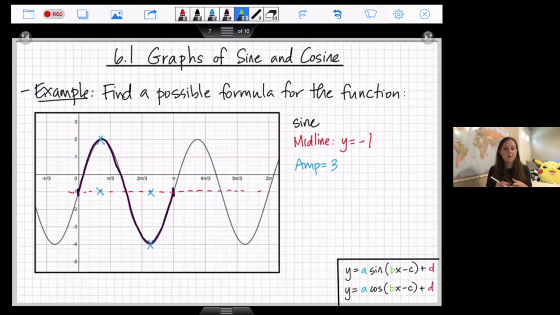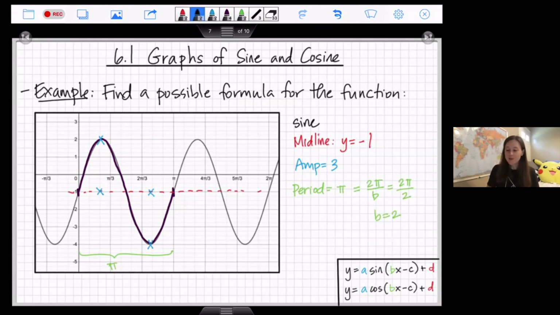For our period, how long does this take to complete that purple cycle that we highlighted? Okay, this time it's only going to pi before it starts to repeat itself. So our period is pi. And remember that we have to figure out what b value is going to make that work. Okay, 2 pi over b. All right, that must be 2 pi over 2, right, in order for it to be equal to pi. So our b value this time is equal to 2.